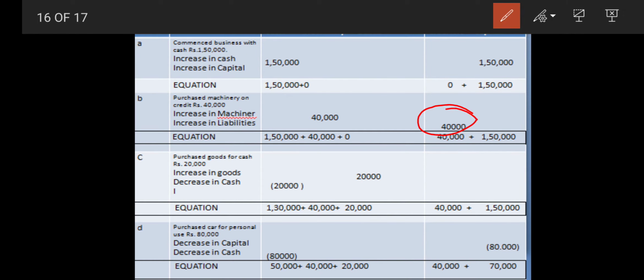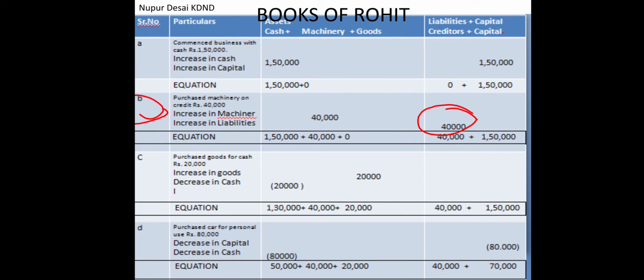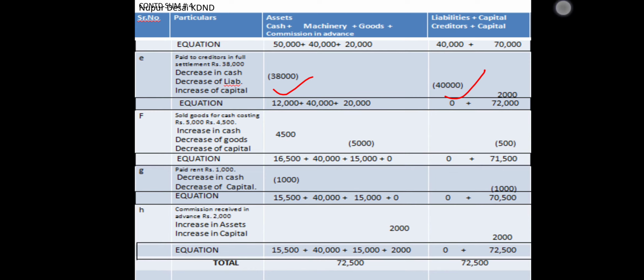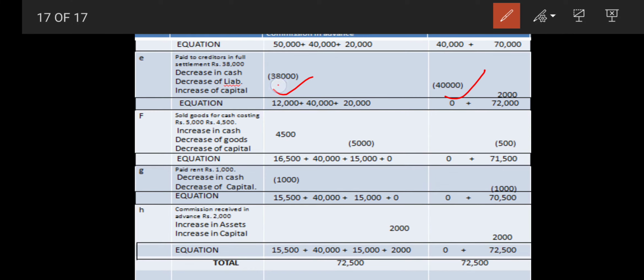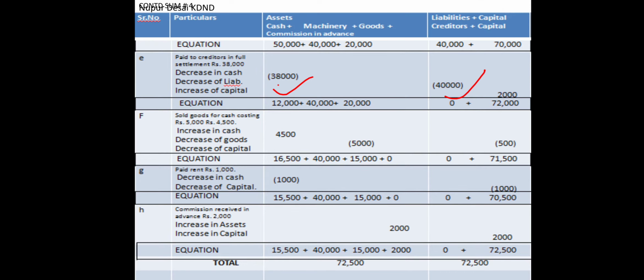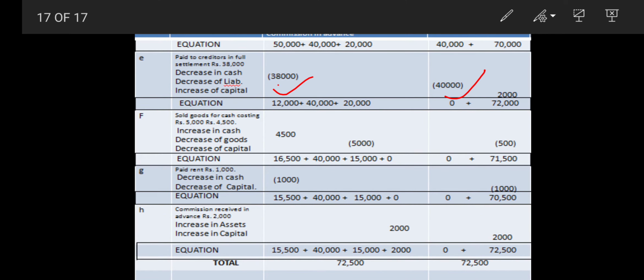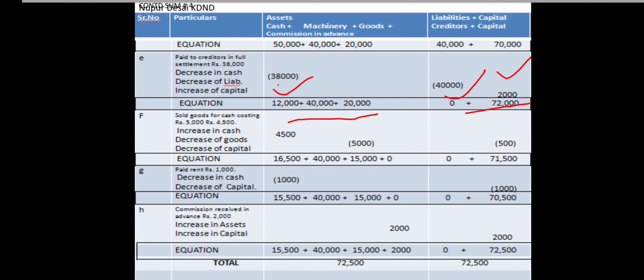See, in transaction number B, we have to pay him 40,000, but how much are we paying him? We are paying him only 38,000. So the 38,000 we are paying to him is to be deducted from cash, and 40,000 we will be deducting from the creditors. So ultimately capital is increased by 2,000. Capital is increased by 2,000 because it is discount received, right? So the equation is set up, same pattern, 12,000 plus 40,000 plus 20,000, that gives you 72,000.